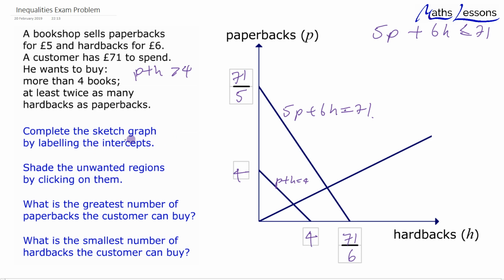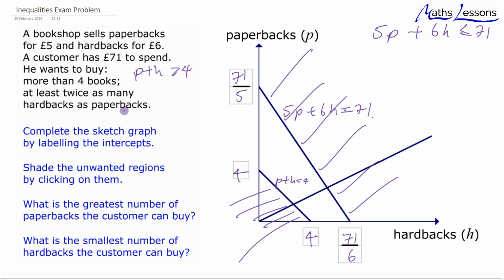So that's how you can do that. Now we need to show the unwanted regions. Well, we want to be less than this. Easy. We want to be greater than this. Easy. Now he wants to buy at least twice as many hardbacks as paperbacks. So the number of hardbacks has got to be greater than or equal to 2 times the number of paperbacks. That's h equals 2p.